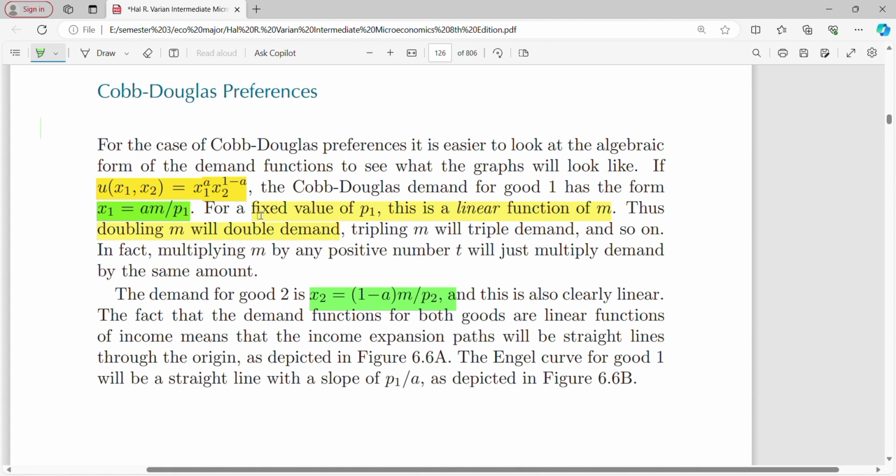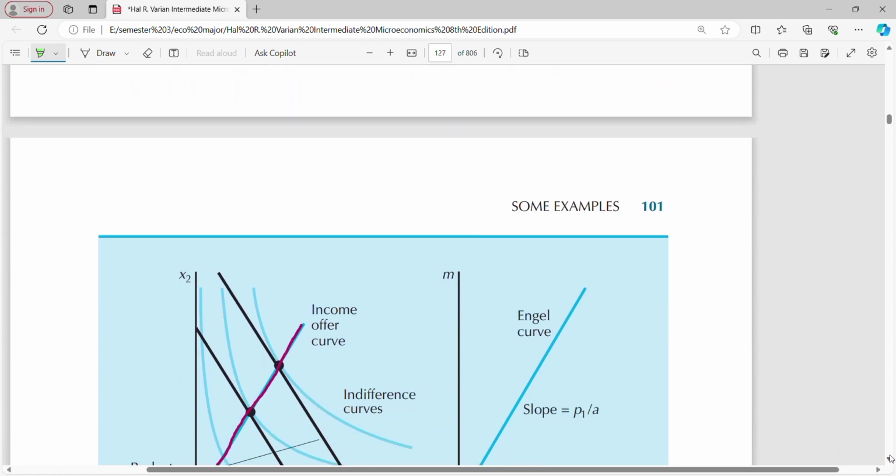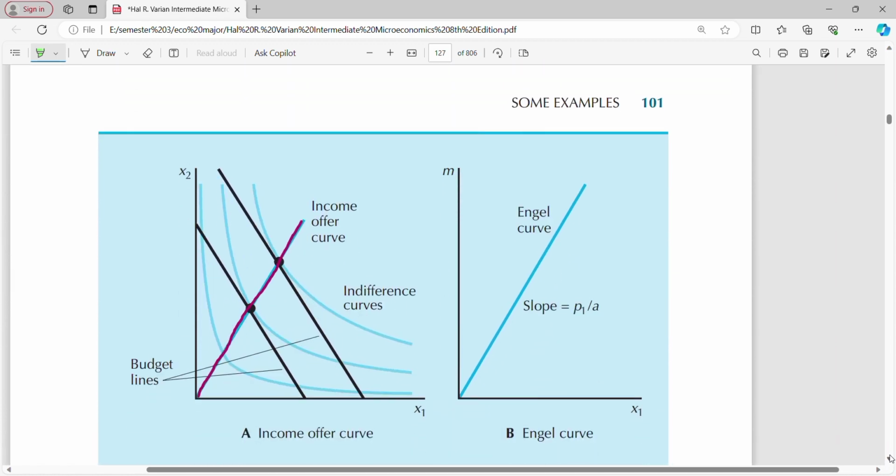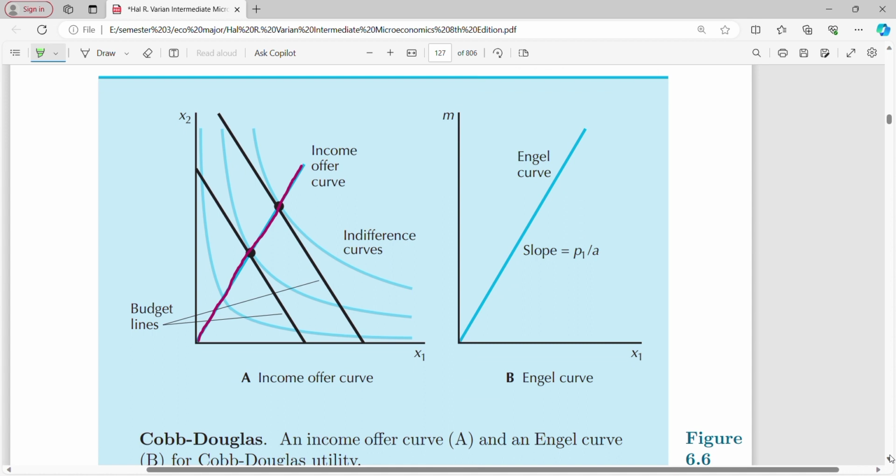For a fixed value of p1, it is a linear function of m, and for good 2 also it is a linear function. The fact that the demand functions for both goods are linear functions of income means that the income expansion path will be straight lines through the origin, and the Engel curve will have a slope of p1 by a. Without getting the concept of Cobb-Douglas, this won't be clear. So this is how the curve comes. Both goods have linear demand functions, so it will pass through the origin.